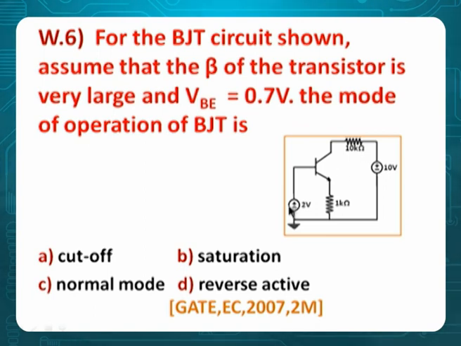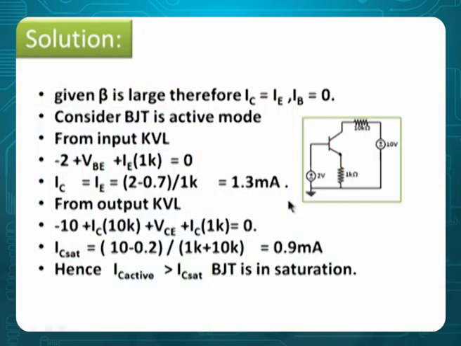Please understand, appreciate the value of beta is very, very high, as I already told you. If beta is very high, IB is 0, then consider this value, calculate IC, then consider. So what is the meaning here? The only thing that you need to check is IC active should be greater than IC sat. Therefore, BJT is in saturation region. Option is B.